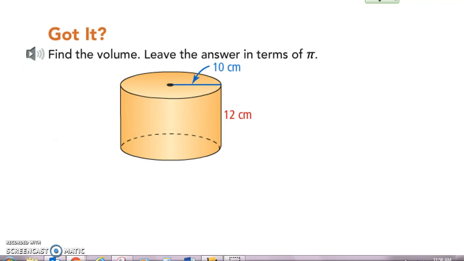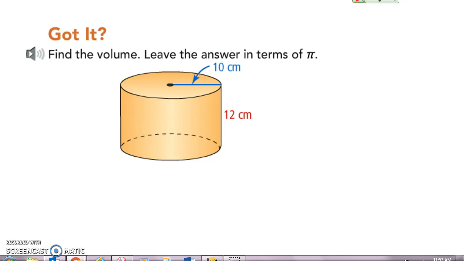Okay, we're going to find the volume of the shape, and this one says leave the answer in terms of pi. So if you remember back to our circles unit, we had some questions that say leave your answer in exact terms of pi. You'll sometimes have problems with the cylinder, cone, and sphere that tell you to use 3.14 for pi, and then sometimes we'll have to use pi. Just leave it in terms of pi.